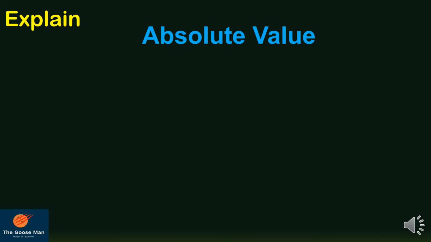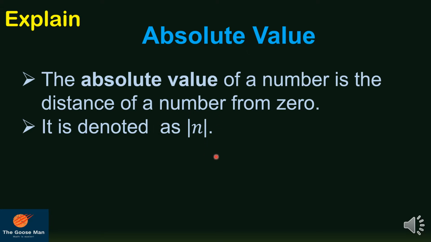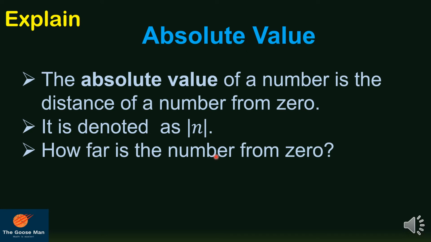Based from our simple activity a while ago, we can say that the absolute value is the distance of a number from 0. Also, it is denoted by the absolute value of n. Notice that I have two parallel vertical lines. This answers the question, how far is the number from 0? If we have this symbol, this is asking how far 5 is from 0.